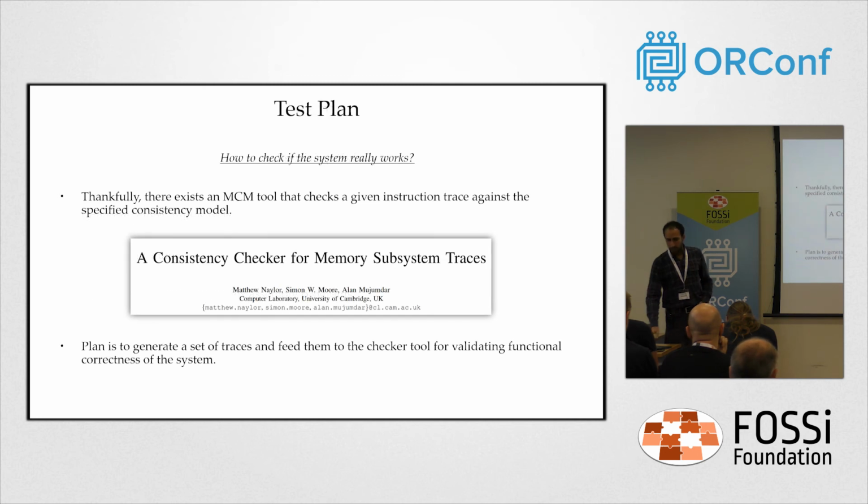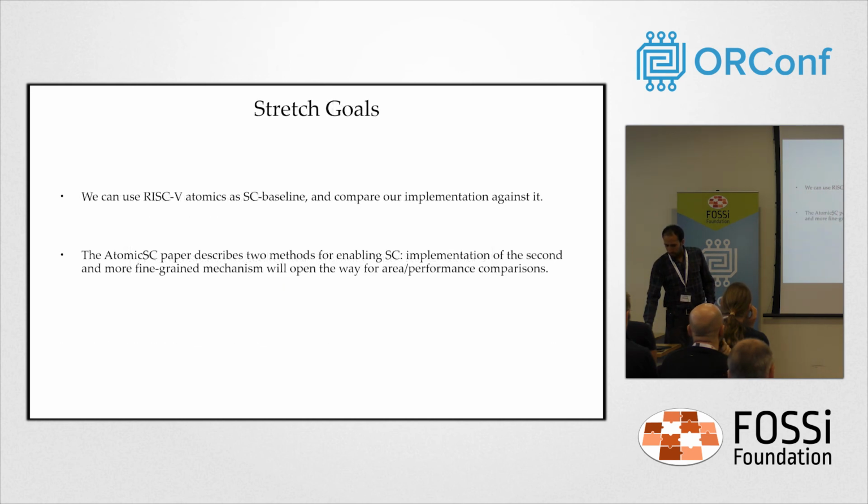The main test plan is generating traces and then checking whether they are sequentially consistent or not. For that, we have a published tool that is planned to be used. This is how I plan to test the system. There are also some stretch goals: the paper describes two methods and we only implement one of them. The second one can be done too, if time permits.